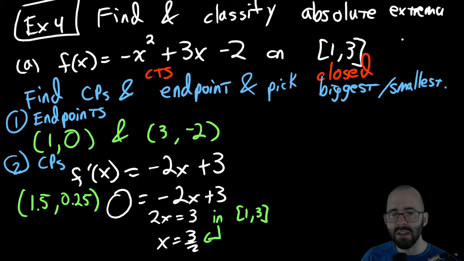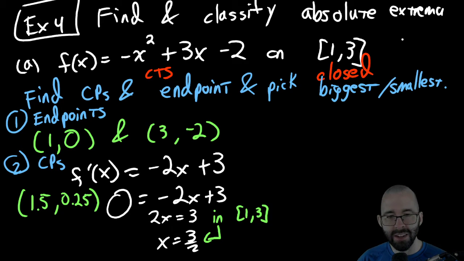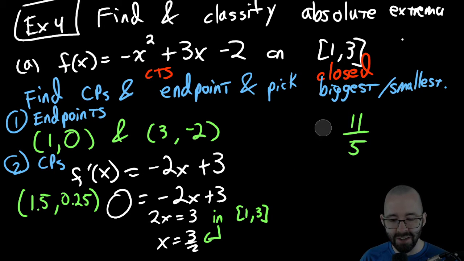Decimals are usually easier for absolute extrema because it's easier to compare which decimal is bigger as opposed to fractions, right? Decimals are much quicker to compare. These are actually kind of close, but 8/3 is bigger. But decimals are quicker, so decimals can be a better solution here, but both are fine. So that's our other candidate.